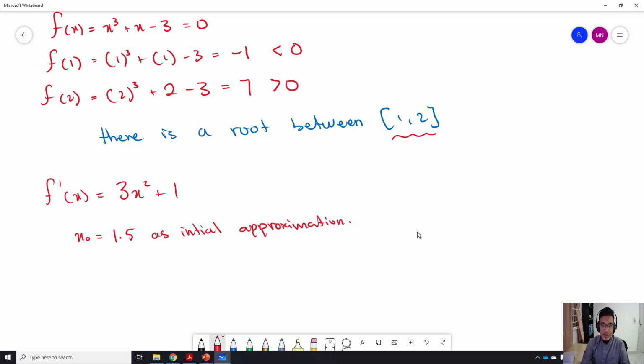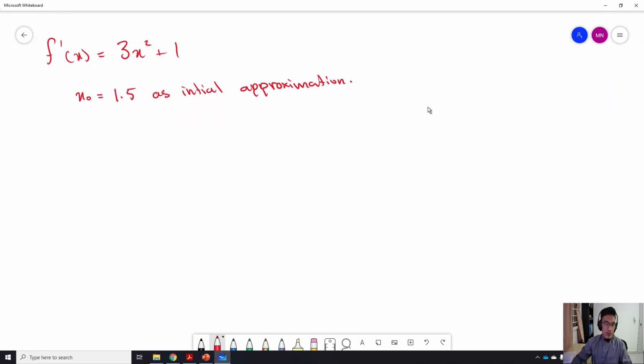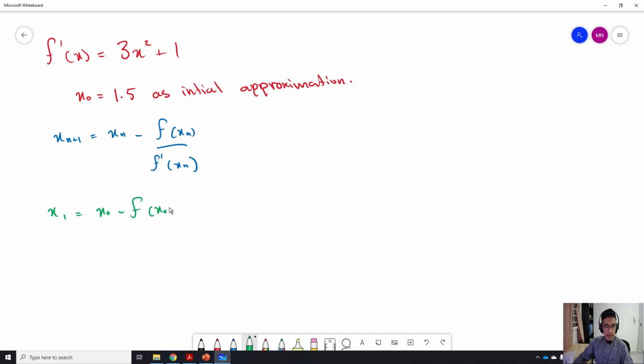Okay, so now let's refer to the equation of the Newton-Raphson method. The equation is x_{n+1} = x_n − f(x_n) / f'(x_n). Now let's first find x1 because we already have x0. So x1 is equal to x0 minus f(x0) over f'(x0).